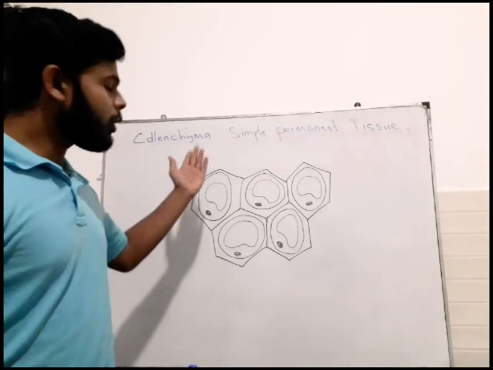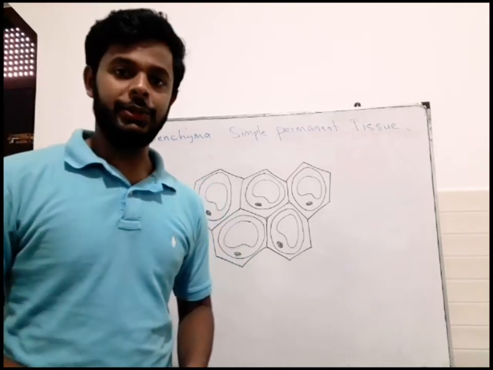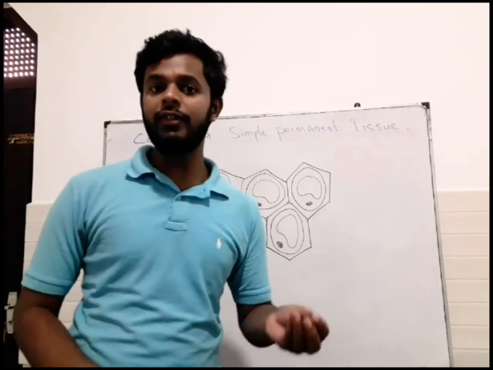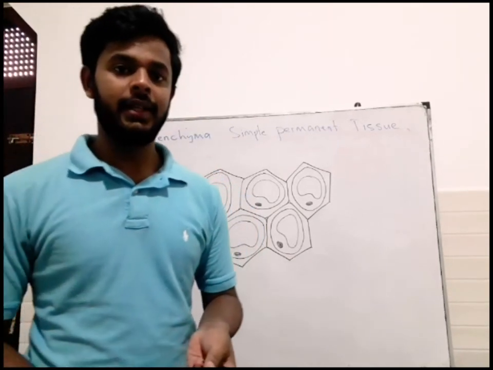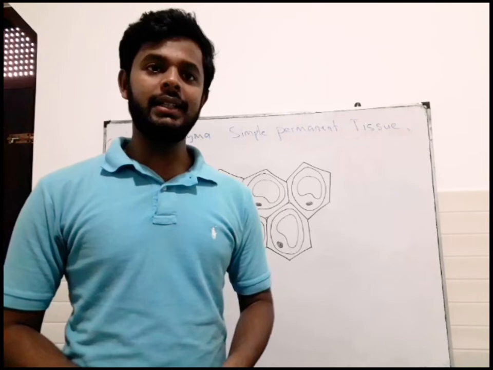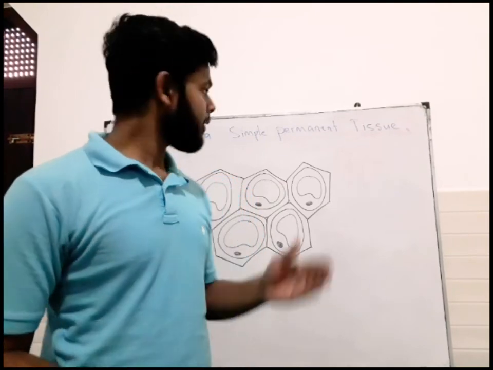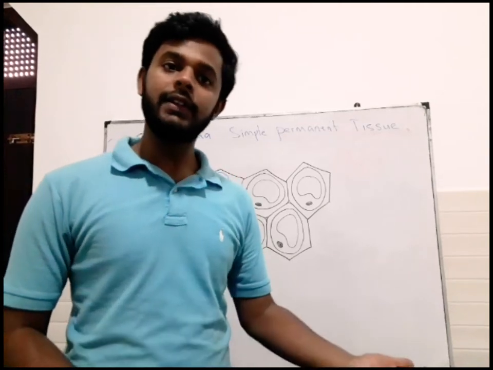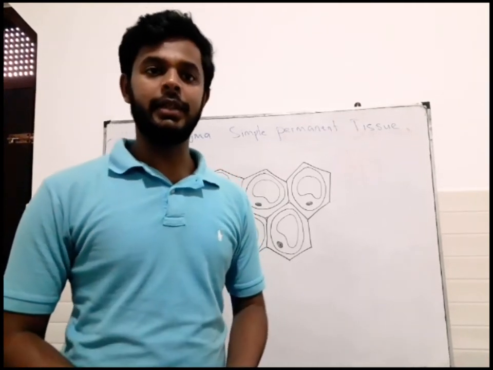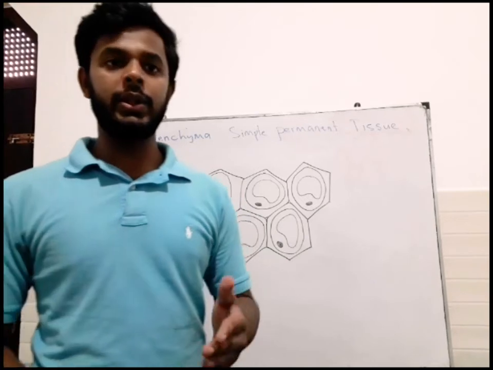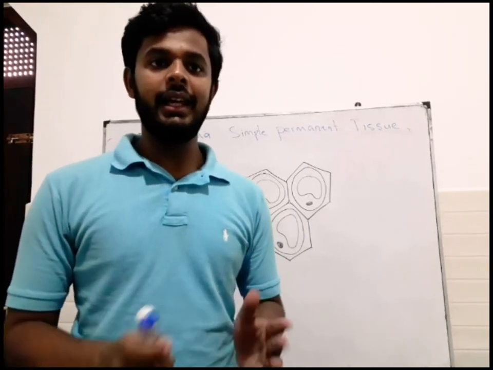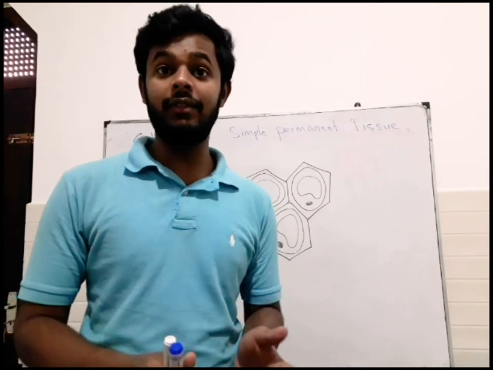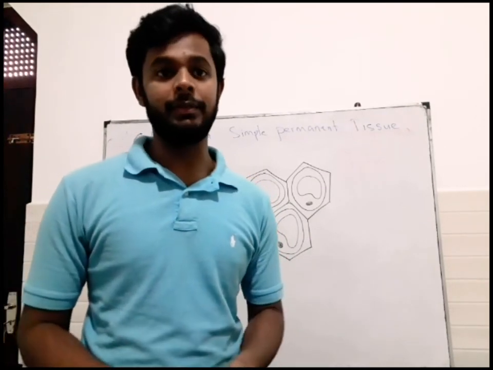Now we will consider collenchyma simple permanent tissue. These collenchyma cells can also be called modified parenchyma cells. Now we will look at the differences in general features of collenchyma simple permanent tissue from parenchyma simple permanent tissue. Here also the cells are living cells. Here all the typical cell organelles, such as the nucleus and a large central vacuole, are present in the cytoplasm.